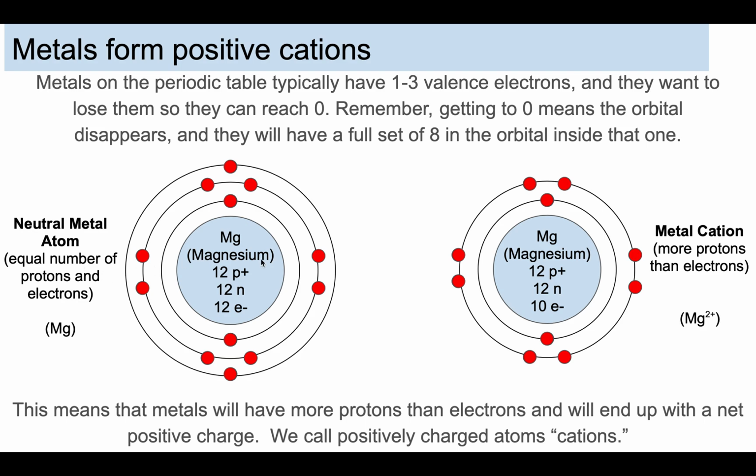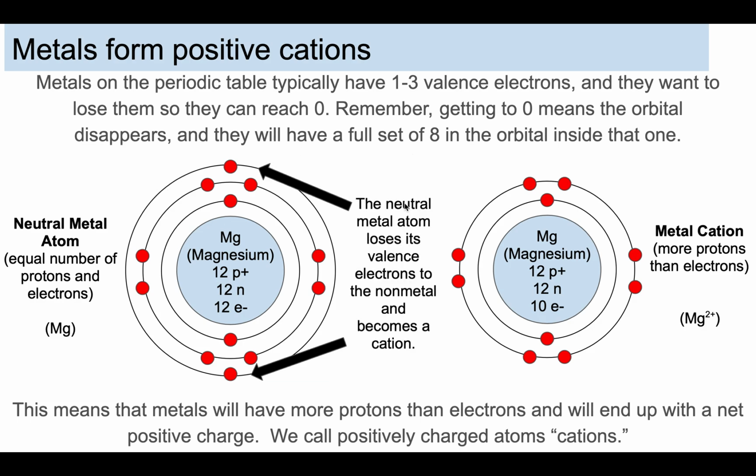Now, essentially, what's going to happen is 2 of those electrons are going to be given away. Remember, when we're talking about bonding, we're talking about these electrons here, our valence electrons, or the electrons that land in that very outermost ring, that outermost orbital. So again, this neutral metal atom is going to lose these 2 valence electrons to whatever non-metal it's combining with. And when it does that, it becomes a cation. So over on this right-hand side, you can see a magnesium cation.